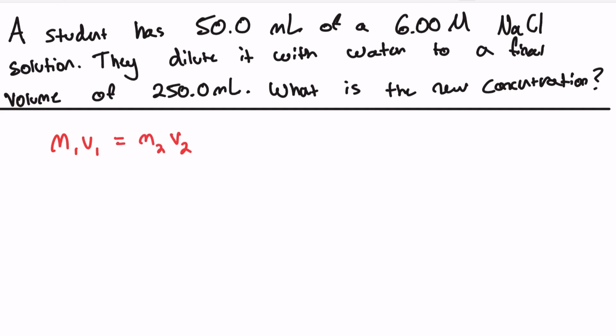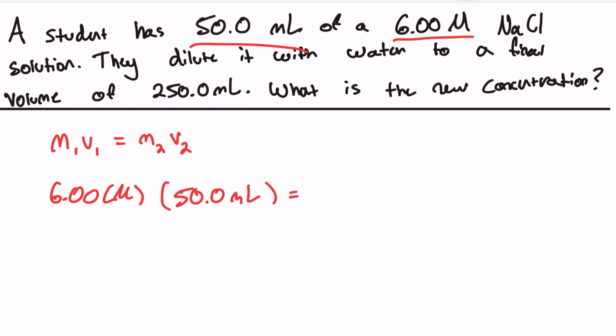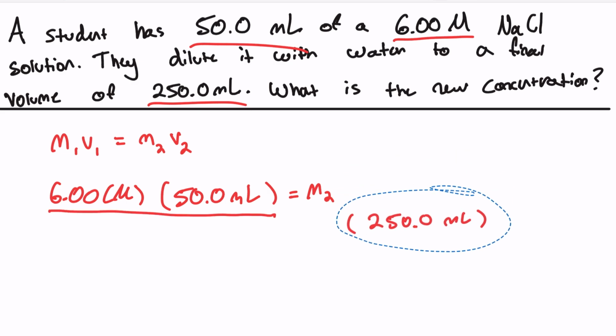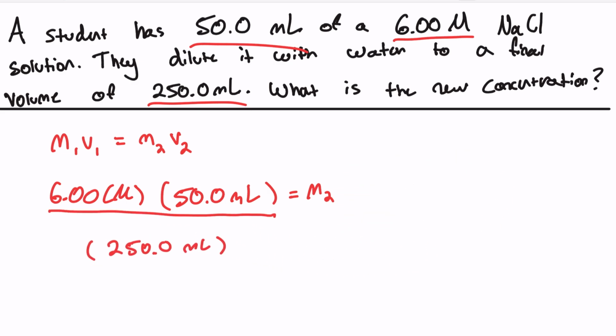And now we just have to fill in our values. Our M1 is our initial molarity. That's going to be 6 molar. And our V1 is going to be our initial volume, which is 50 milliliters. Again, it's completely fine to use milliliters as long as we're also using milliliters on the other side of the equation. We don't have our second molarity because that's what we're solving for, but we do have our second volume, that is 250.0 milliliters. And now all we have to do is rearrange our equation to solve for M2, and we will get a final answer of 1.2 molar.